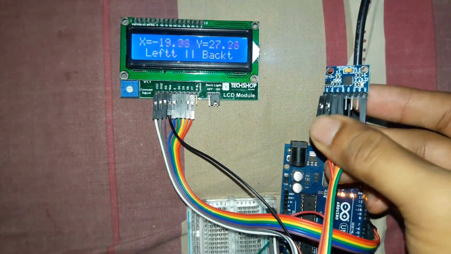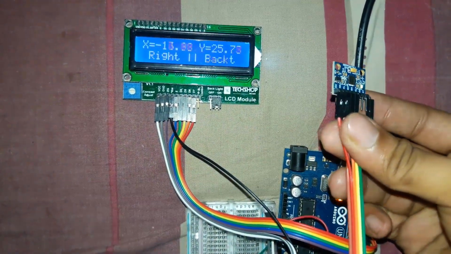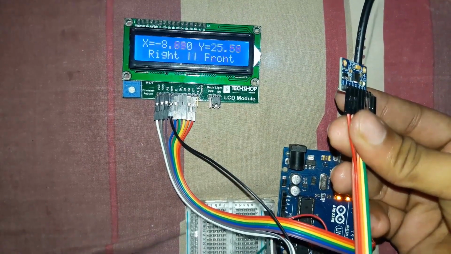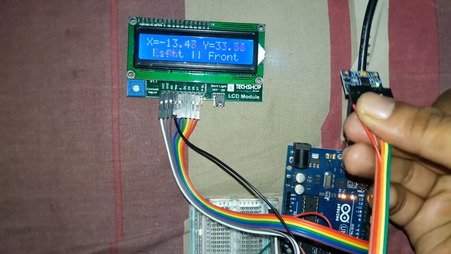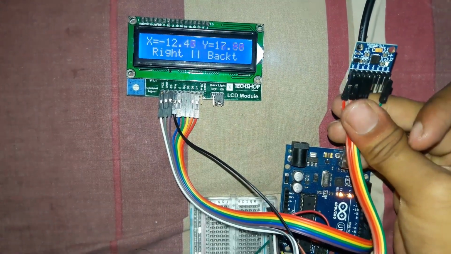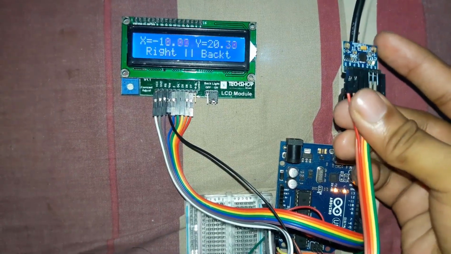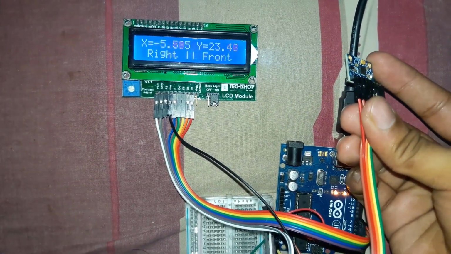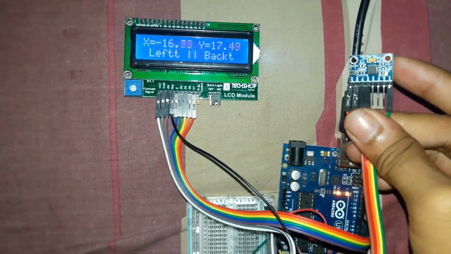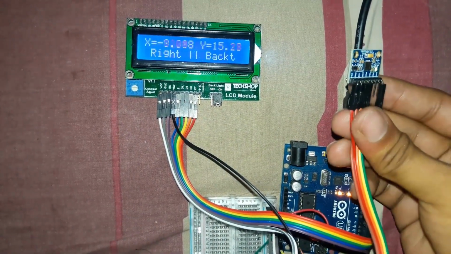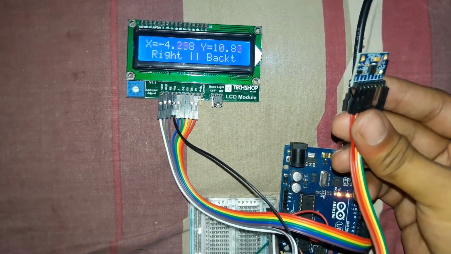And if we turn it left, then here it is left. If we turn it right, then here it is right. If we turn it front, it is front. If we turn it back, it is back. And if we turn it like this, it is right front, it is left front, it is left back, and here I am turning it right back.